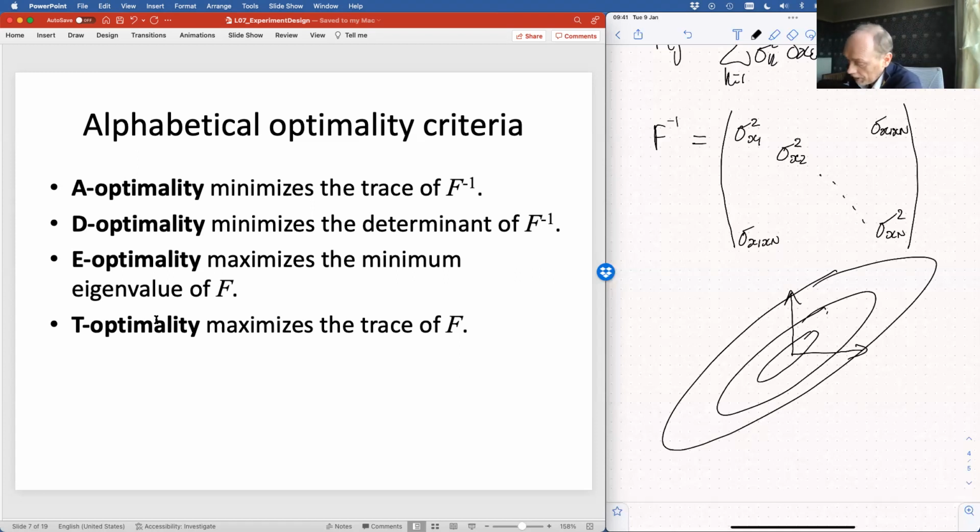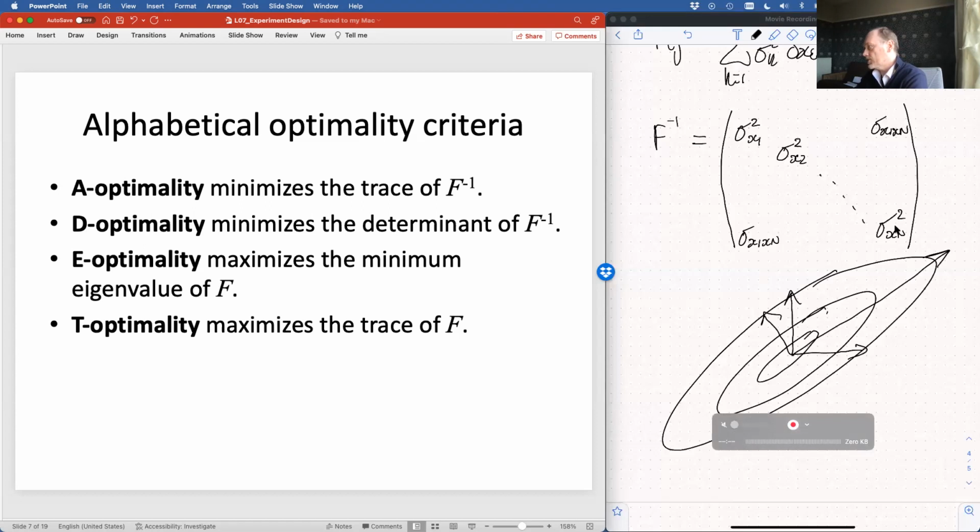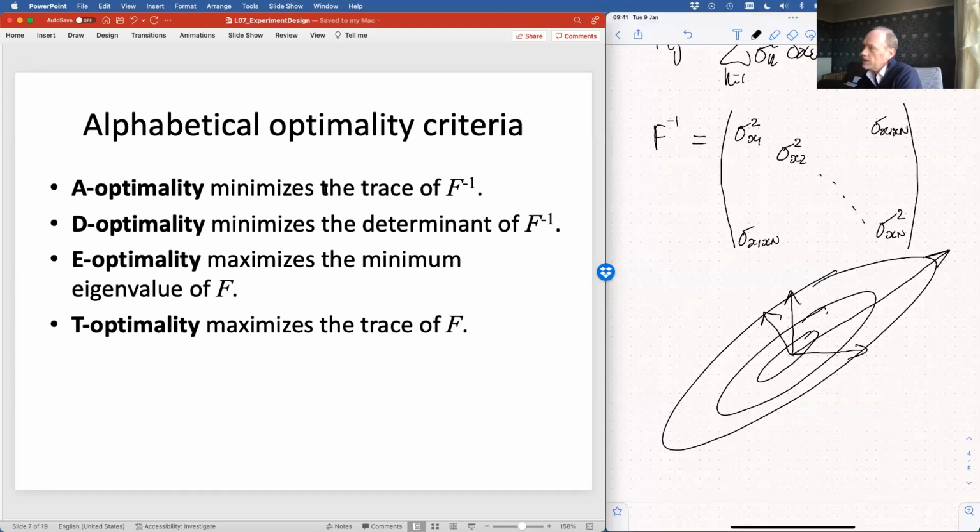Or we could also take eigenvalues of that matrix, which would tell us the relative lengths of the major and minor axes of that ellipsoid. So with that in mind, if we think about what these optimality criteria are doing, A optimality minimizes the trace of the inverse Fisher matrix. The trace is taking the sum of these diagonal elements, the sum of the expected variances of the individual parameters. So it's summing these lengths of the elliptical contours along the different coordinate axes, isn't it? We're just summing the variances of the individual parameters. So that's what that does.